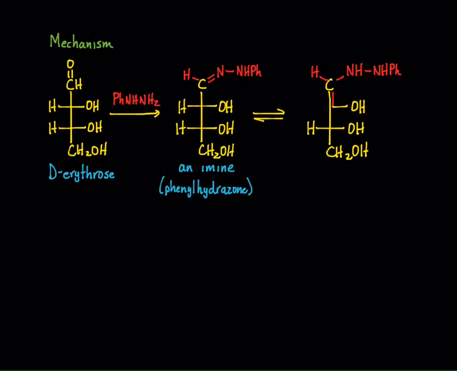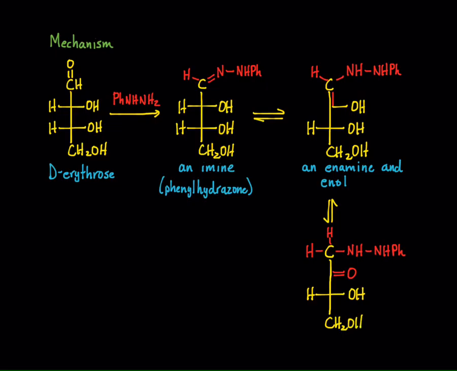So C2, the OH of C2 with the double bond of C1 gives me an enol. So I have both an enamine and an enol in equilibrium with the imine. Okay, now we know that enols are also in equilibrium with their ketones. And so I can form a ketone in equilibrium with the enol. So that's important to understand.